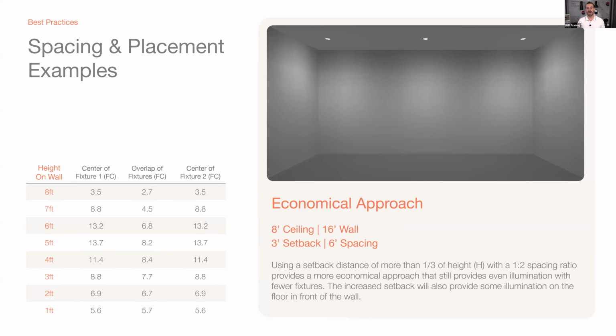We do have a guideline for a more economical approach. So if you're going to really set back and reduce the number of fixtures, or maybe your layout just never was designed around wall washing, but you have fixtures in this approximate layout, we have a 3-foot setback here, and again, that 2 times distance of 6-foot spacing. You can still see a relatively even performance across the board here and getting your wall wash complete.